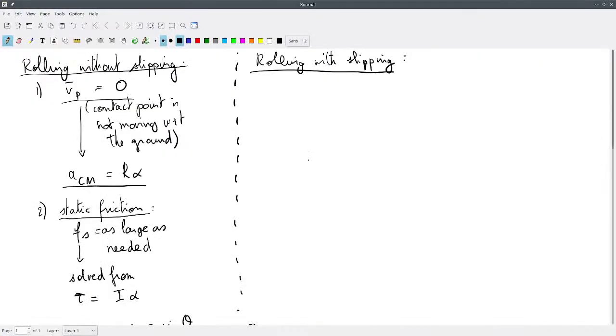So if we go to our whiteboard here, we have that Vp is not equal to 0. So the contact point is not stationary. The contact point is moving.